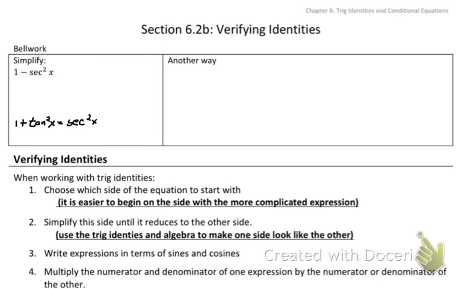1 minus secant squared, so I have to move this to this side, which would mean I would need to move tangent to the other side. So this would become 1 minus secant squared x equals negative tangent squared x. So the actual answer is negative tangent squared x.